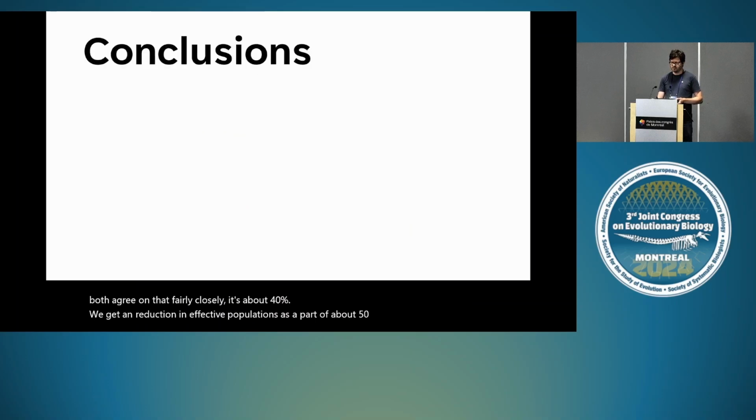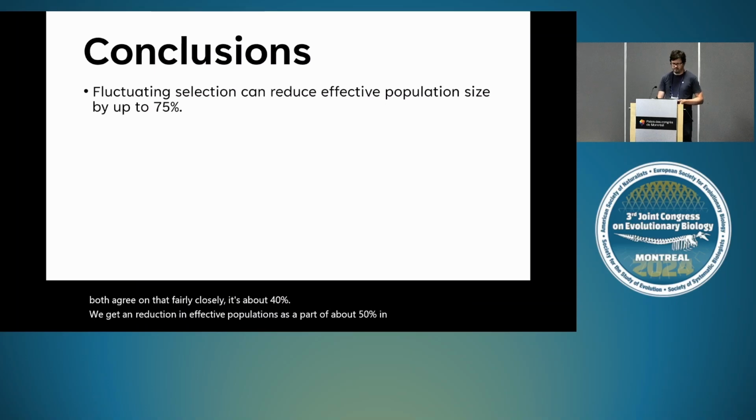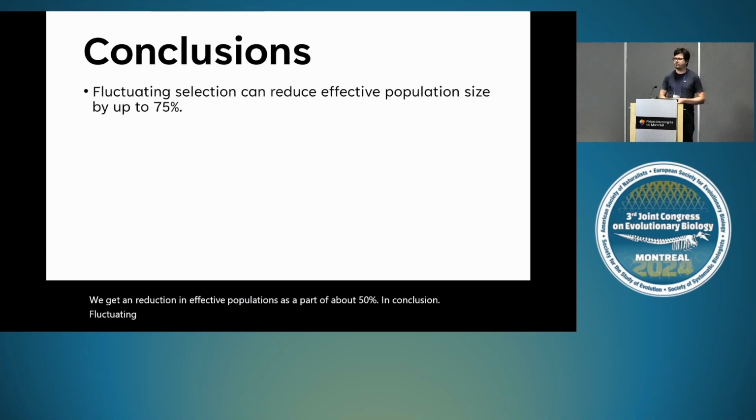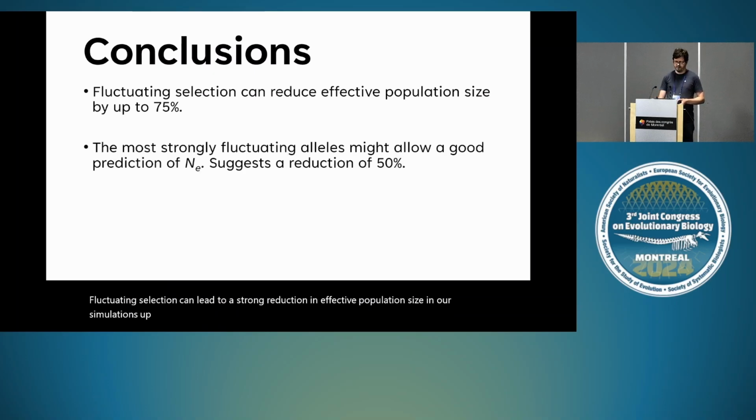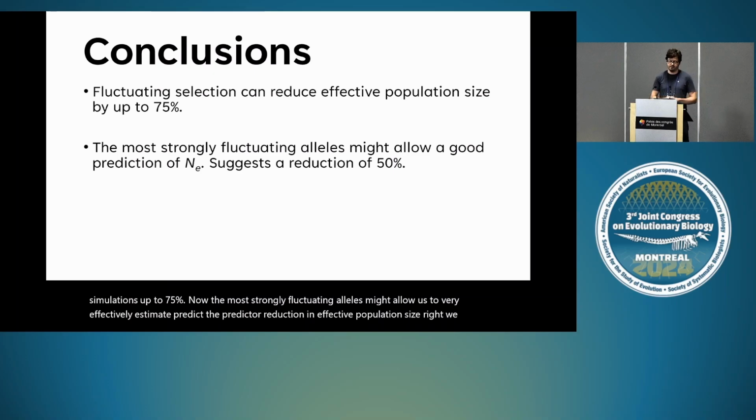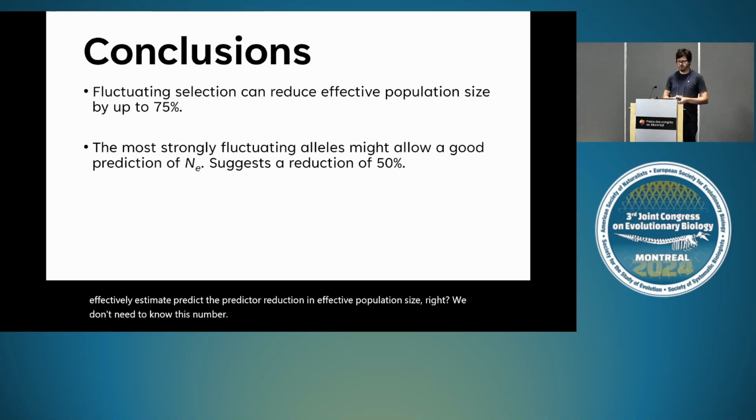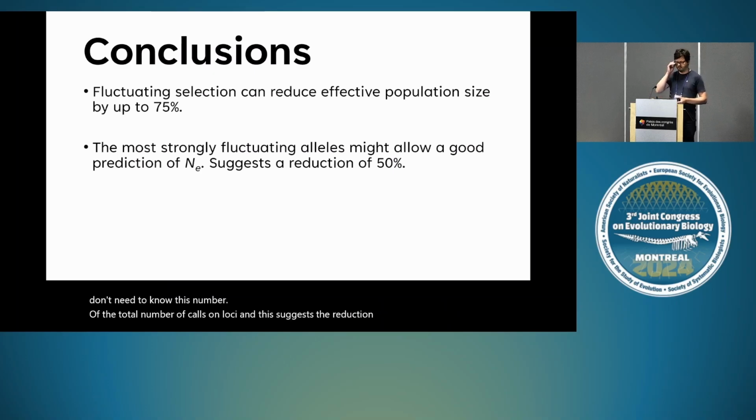In conclusion, fluctuating selection can lead to a strong reduction in effective population size, in our simulations up to 75%. Now, the most strongly fluctuating alleles might allow us to very effectively predict the reduction in effective population size, right? We don't need to know the total number of causal loci. And this suggests a reduction of 50% in empirical data.